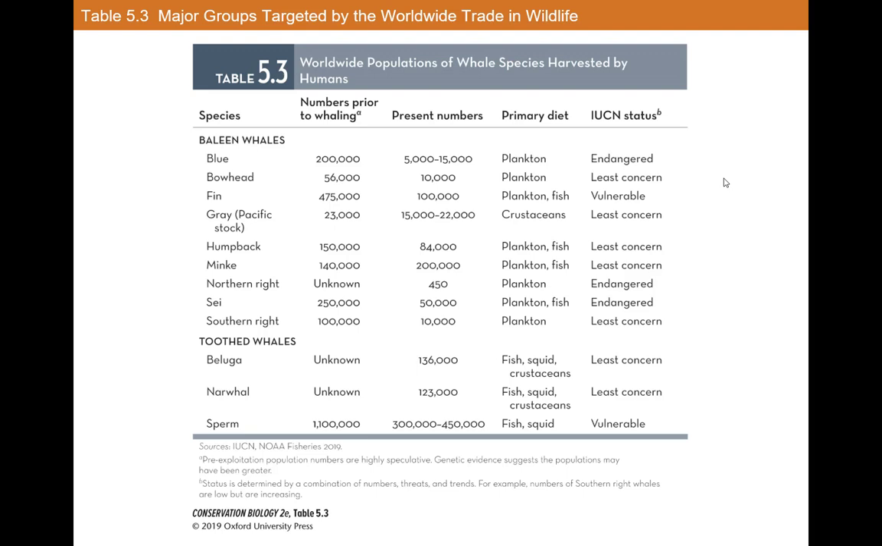Also increases the scientific information we can get from those, because typically scientists, biologists can only get the information that they can from whales that die on beaches and wash up. When some whales are harvested for these traditional uses, we're able to get biopsies, blood samples, etc., to understand the whales and their population better.